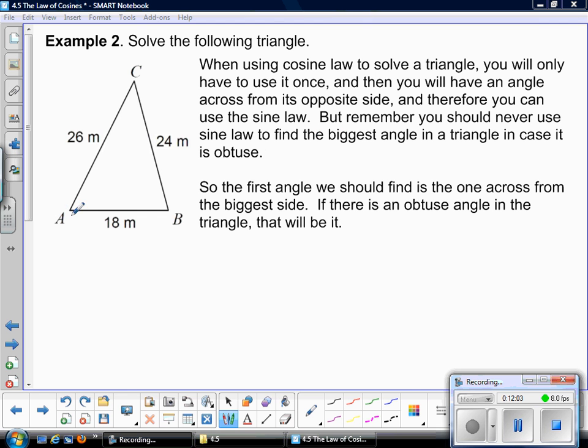So how do I know which angle here is going to be the largest? Well, the angle that we should find is from the biggest side, because across from the biggest side is going to be the biggest angle. So I should find angle B. If I find angle B, it will be the biggest of the other two, and then I can use the sine law and not worry about making an error with the sine law.